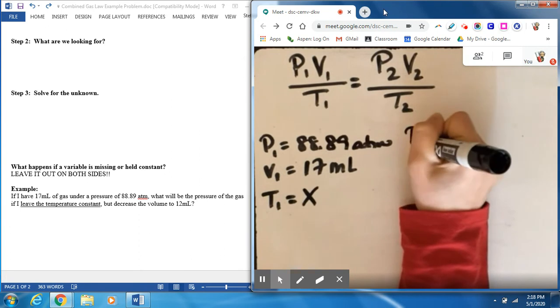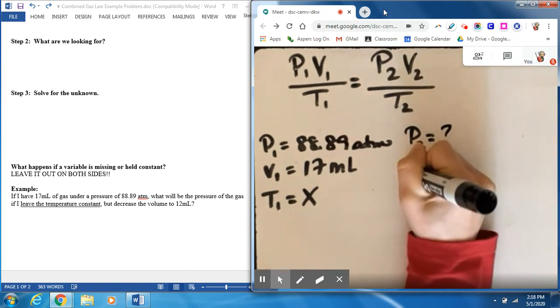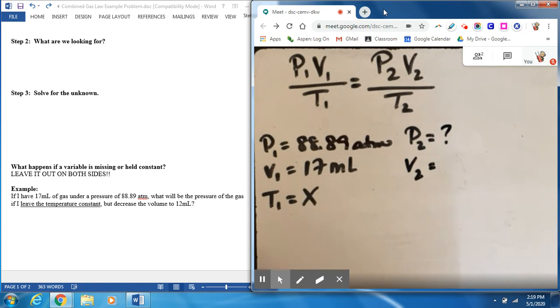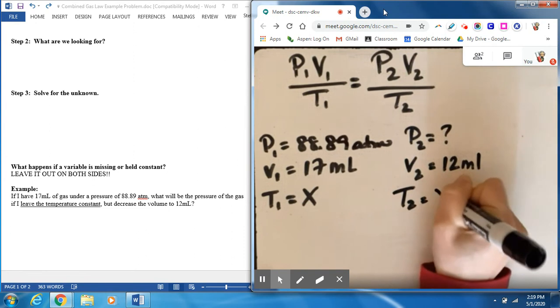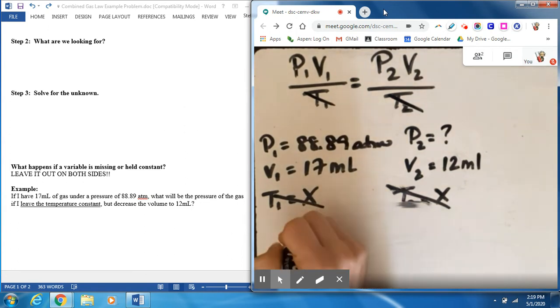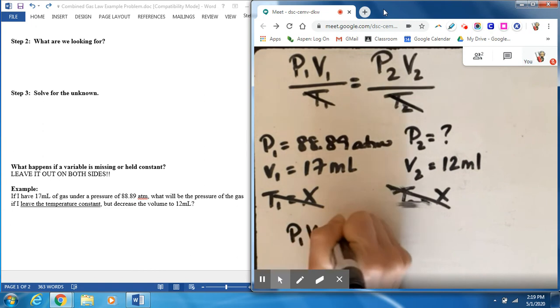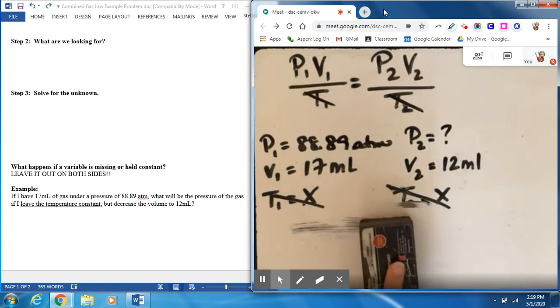Okay, let's look for the second pressure. The second pressure, well, that's what we're looking for. It says what will be the pressure, so we don't know that. Do we know the volume? It's 12 for the second part. And then lastly, that second temperature, again, it says these are constant. So the nice thing is when something is constant like that, we can just leave it completely out. We don't even have to put it in our formula anymore. We can just figure out pressure and volume. And so we'll say, okay, P1 times V1 equals P2 times V2. And in this case, we're just going to go ahead and solve for that.